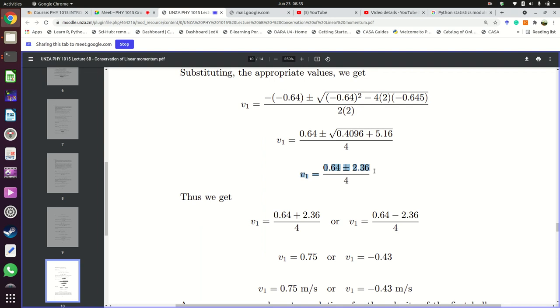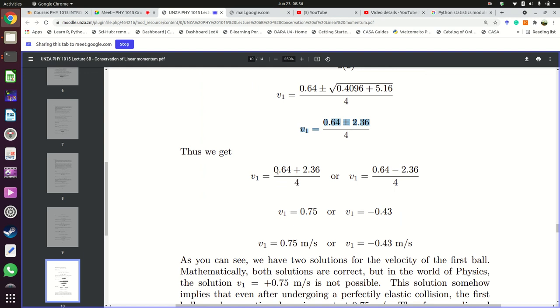Now, as is always the case with a quadratic equation, you are going to end up with two solutions. The first solution, V1, is going to be 0.64 plus 2.36 divided by 4. The other one, V1, is equal to 0.64 minus 2.36 divided by 4. We end up having V1 is equal to 0.75 and V1 is equal to minus 0.43. So the first solution is V1 is equal to 0.75 meters per second. And the other one is V1 is equal to minus 0.43.